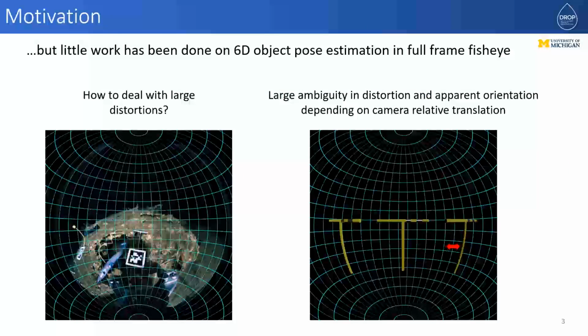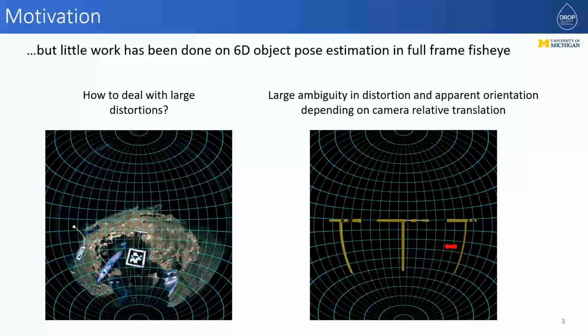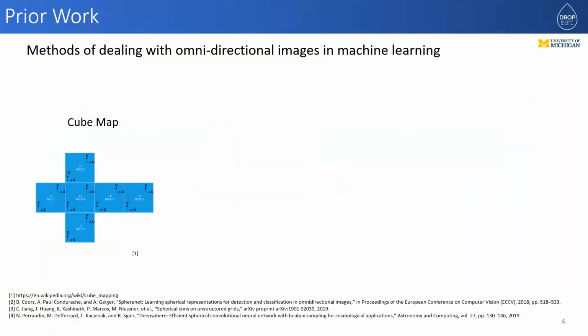However, extreme distortions in fisheye and omnidirectional images significantly reduce the performance of directly processing the images through a convolutional network. While attention has been given to the problem of object detection in full fisheye images, little work has been done on 6D object pose estimation. The problem of pose estimation is particularly challenging in the presence of distortions due to the large appearance ambiguities depending on the camera relative translation of the object.